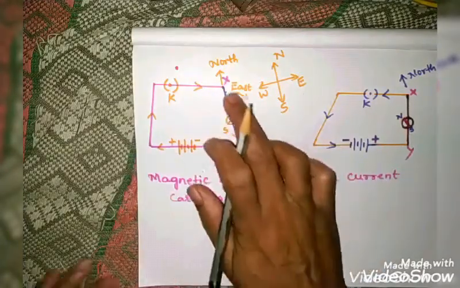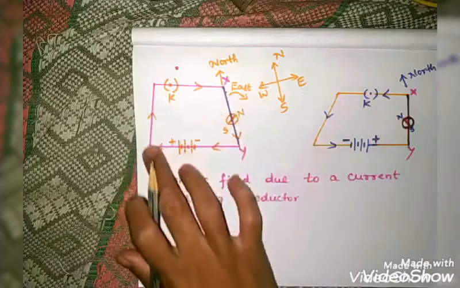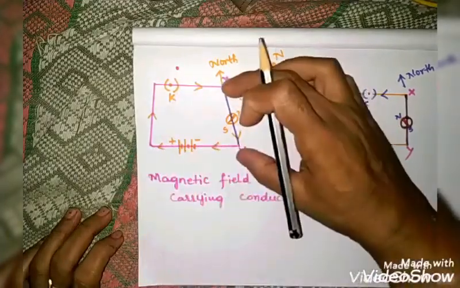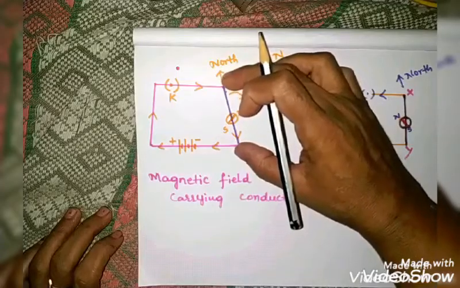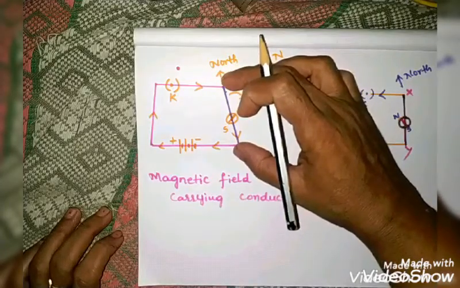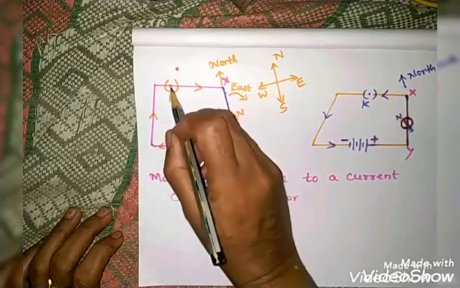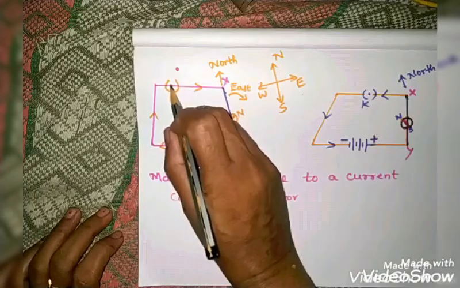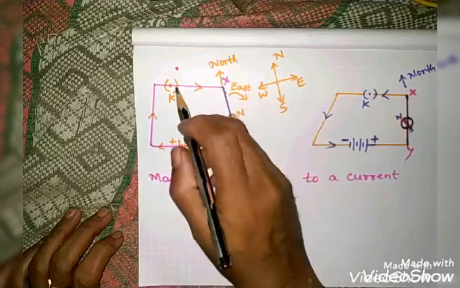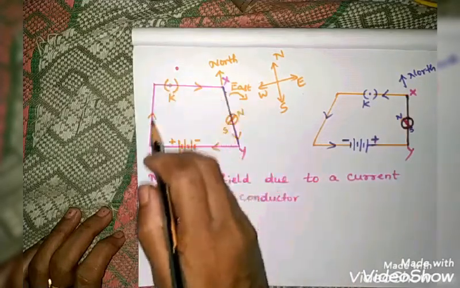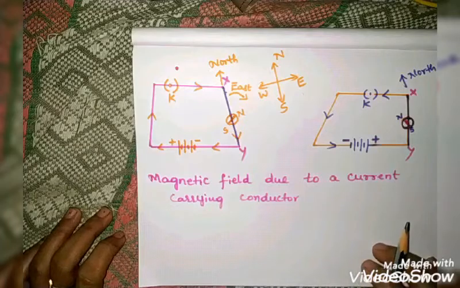The copper wire is connected by a connecting wire through a battery and a plug key. XY is the straight copper wire. Understood, children? Now it is the open key. If it is open, no current is flowing through this. When a dot is put here, this shows that the current is flowing through the circuit, isn't it? In the open circuit, no current flows. In the closed circuit, current flows.